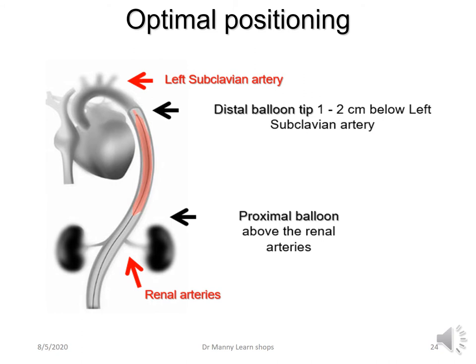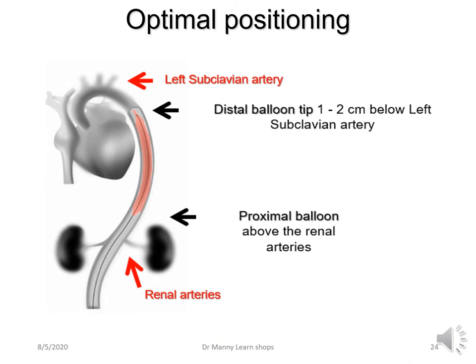The optimal position would be that the distal tip of the balloon, or the radio-opaque marker on the end of the catheter, is about 1 to 2 centimeters below the left subclavian artery, which can be visualized on chest x-ray. The proximal balloon should be above the renal arteries, because remember, the balloon inflates and deflates. You don't want the balloon catheter sitting past the subclavian artery. This will affect blood supply to that arm or upper limb, and if it's too low, it will affect blood flow to the kidneys, which will affect renal output or urine formation.